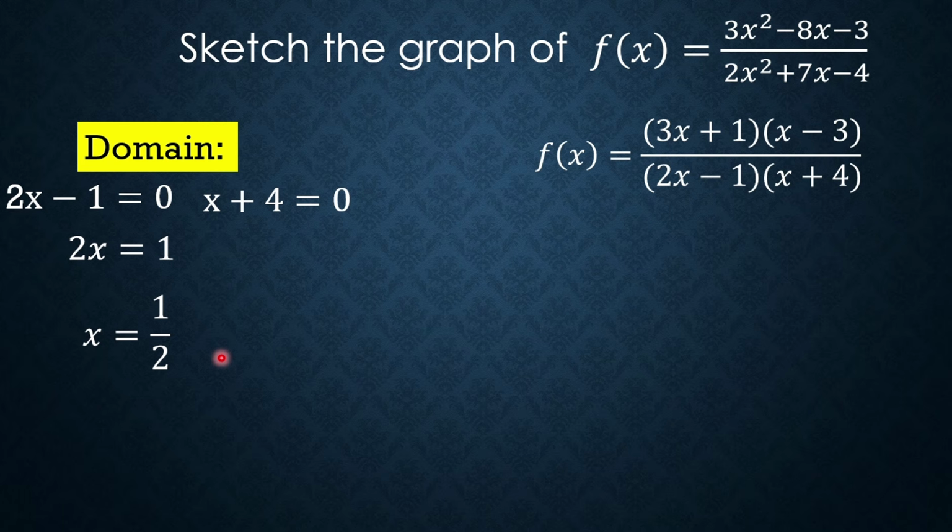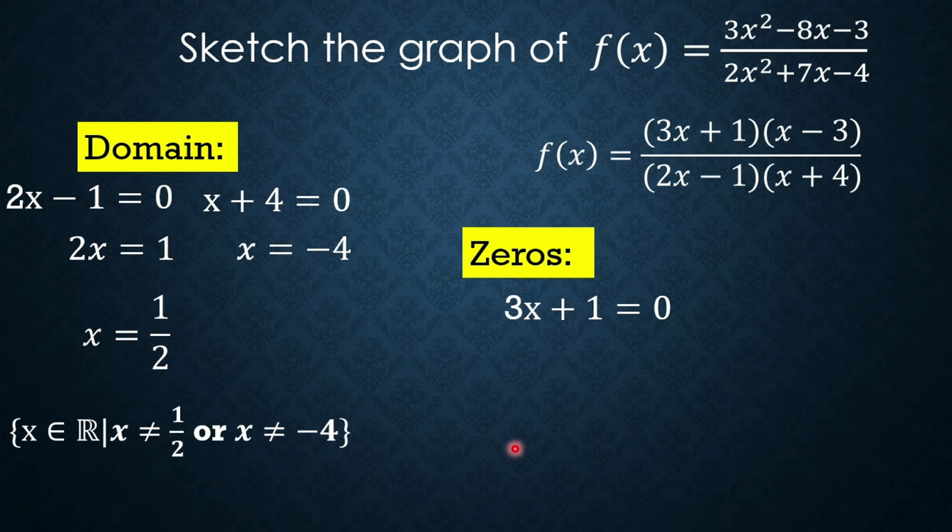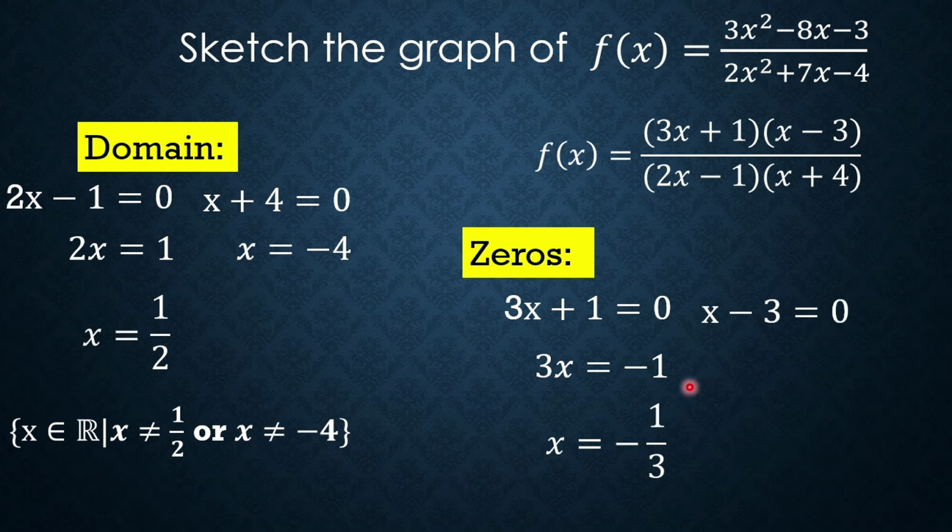Next, x plus 4 is equal to 0. X is equal to negative 4. Therefore, the domain is the set of all real numbers except 1 half and negative 4. Yung zeros naman, tingin lang tayo sa numerator natin. So, equate lang din natin yan sa 0. So, 3x plus 1 is equal to 0. So, 3x is equal to negative 1. Divide both sides by 3, therefore x is equal to negative 1 third. Another, we have x minus 3 is equal to 0. So, x is equal to positive 3.